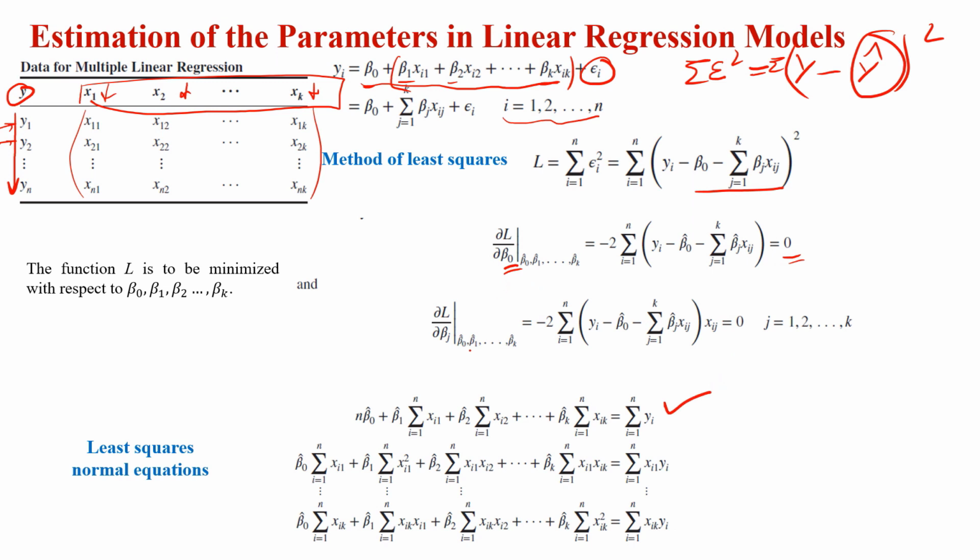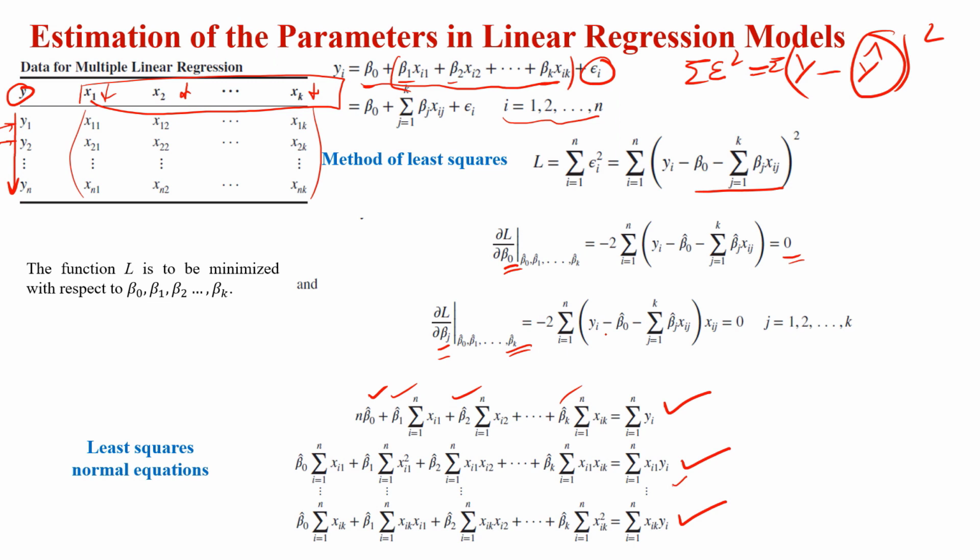Now if I differentiate with respect to beta 1, I get this equation by placing it equal to 0. And then if I differentiate with respect to beta 2, I get the third equation. Then if I differentiate with respect to beta k, I will get the last equation. Now if we simultaneously solve these equations, we would be able to get the values of beta naught, beta 1, beta 2 up to beta k.